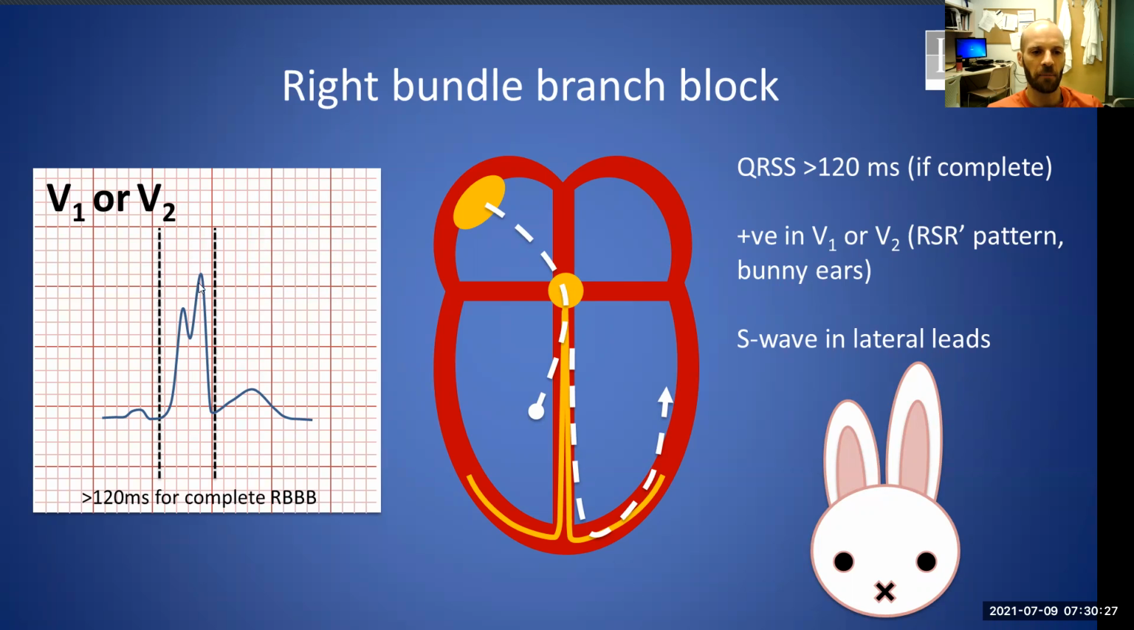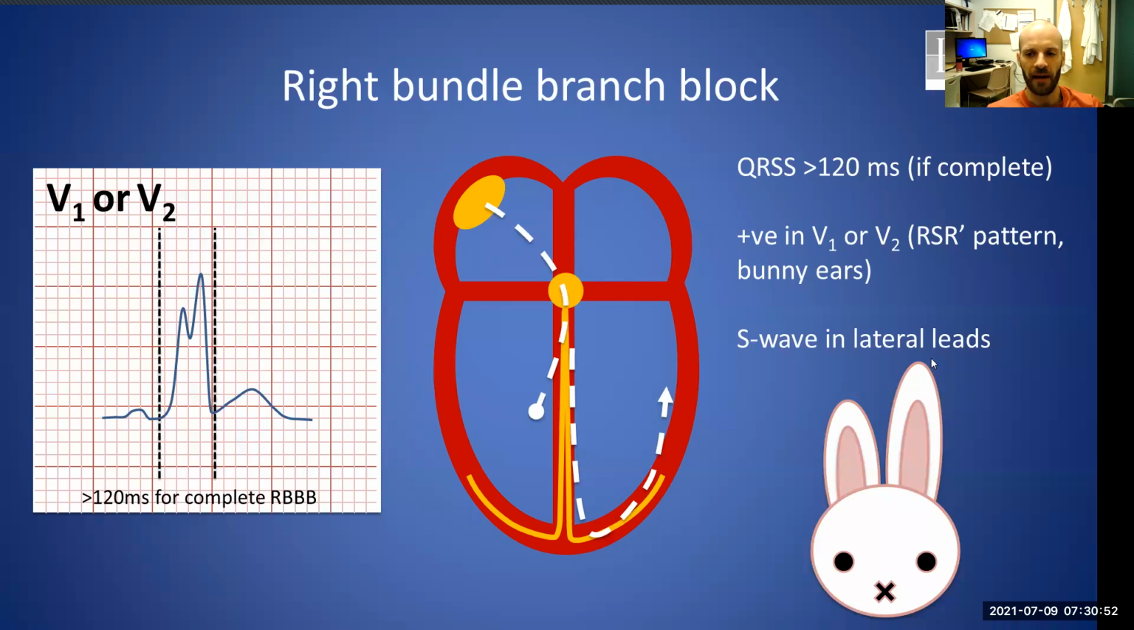We call that an R prime pattern. You get an RSR prime pattern. And R prime, you mark it out with a little apostrophe like this. So you get this RSR prime pattern, which looks a bit like bunny ears, which, that's my little rabbit. So V1 or V2, broad QRS complexes, RSR prime, bunny ears.